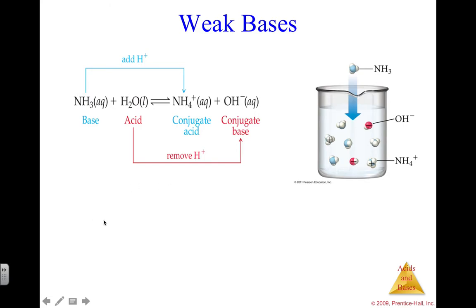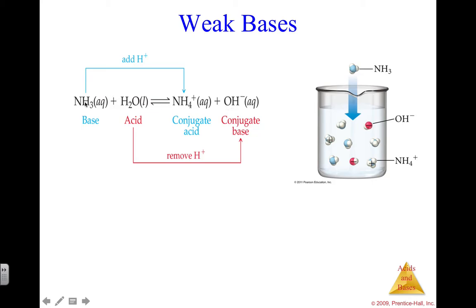So weak base, what does a weak base do? It dissociates less than 100%. A weak base, really common weak base, ammonia. We've looked at this reaction a bunch in lab and in workshop. It accepts the proton from water to make the conjugate acid ammonium, left with the conjugate base hydroxide.